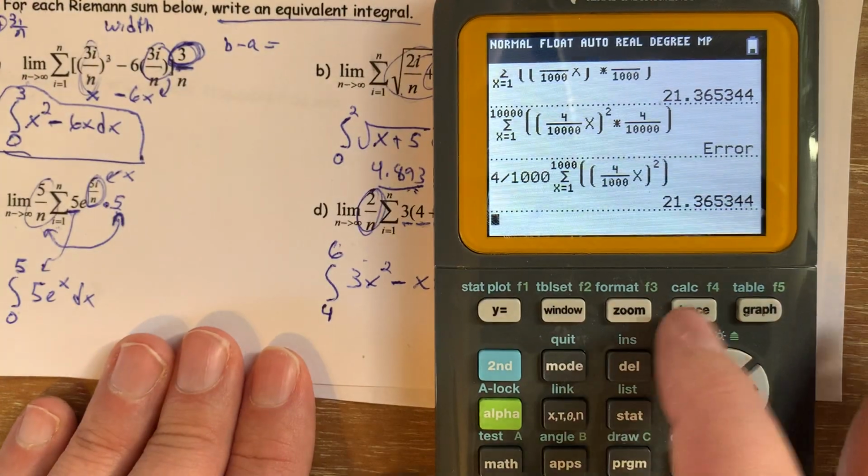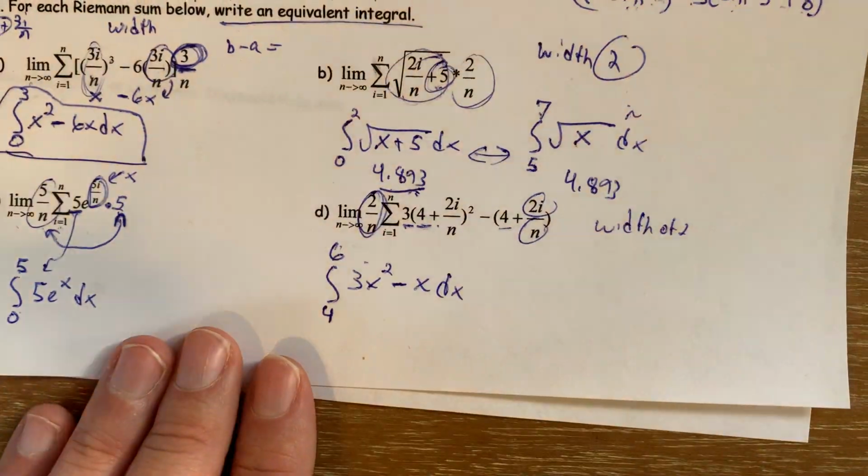Okay. The calculator got that a lot faster with the 4 over 1,000 factored out to the outside.